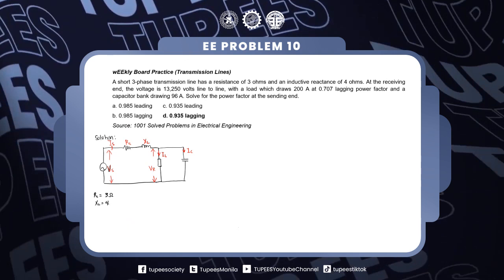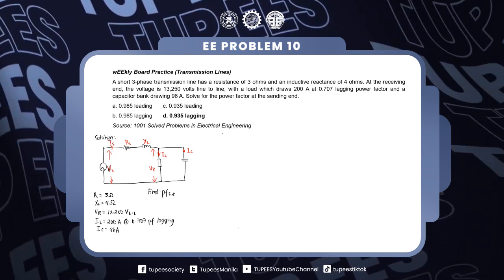XL is 4 ohms. And then VR is 13,250 volts line to line. And IL is 200 amps at 0.707 power factor lagging. And the IC is 96 amps. Okay, is there anything else? None. So, what we are asked to find here is the power factor at the sending end.